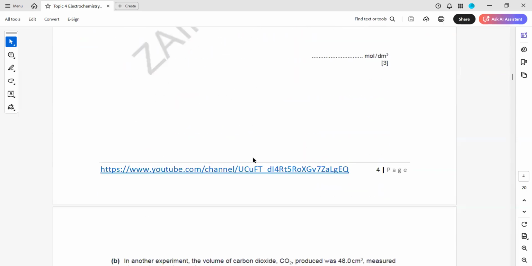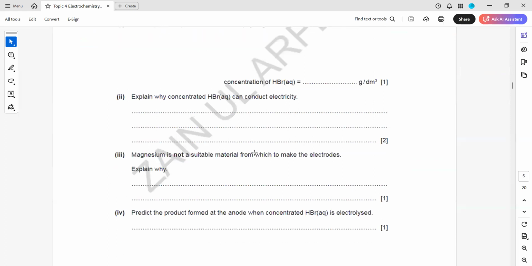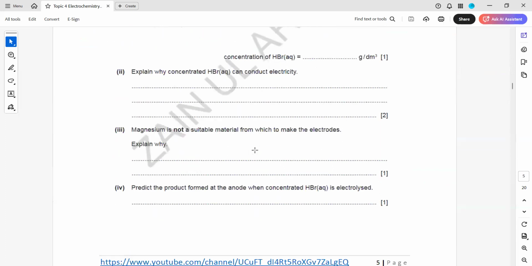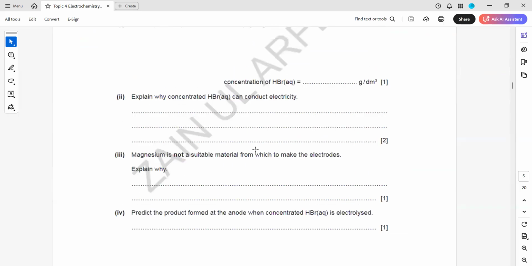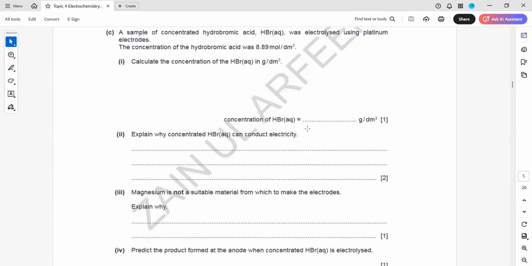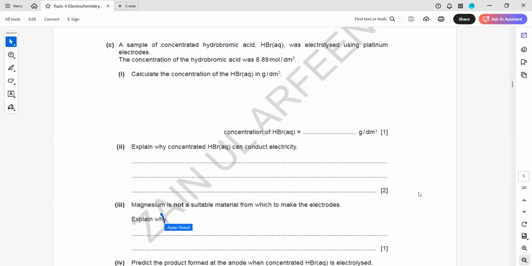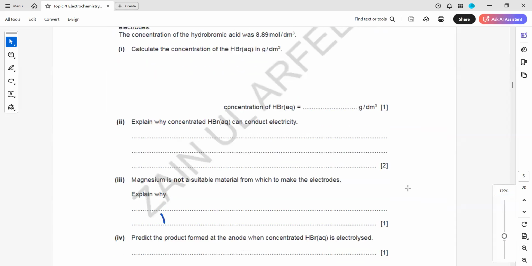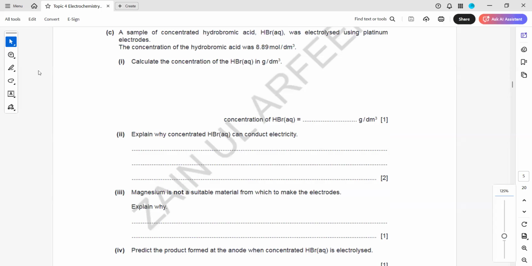This we did in the moles one. In part C, a sample of concentrated hydrobromic acid, HBr, was electrolyzed using platinum electrodes. The concentration of hydrobromic acid was 8.89 mol per dm cubed. Calculate the concentration in gram per dm cubed.